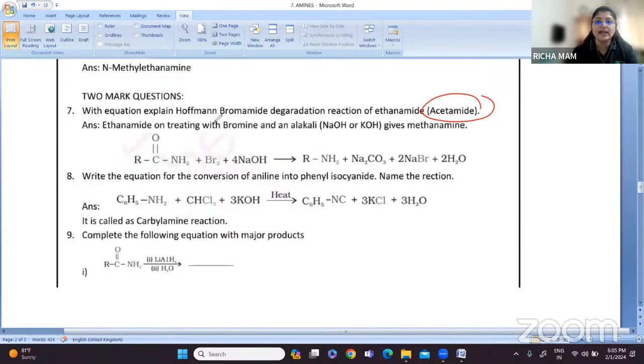Suppose now I tell you, with this Hoffman bromamide degradation reaction, prepare aniline. Can you tell me the starting reactant I have to take here? My product should be aniline, so my R should be benzene ring. Rest all remains the same. This is my aniline. What will be my starting reactant if I want to do Hoffman bromamide degradation reaction for the preparation of aniline?